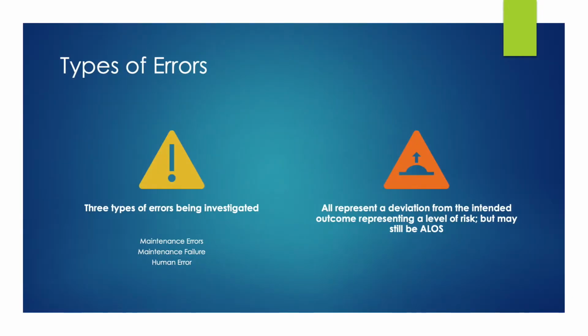Over the next few slides, we will discuss maintenance errors and failures as well as human errors. It should be noted that while each type represents a deviation in some manner, it is important to note that not all deviations have the same level of risk. This is important due to the prioritization that an organization will place on the implementation of an action plan to correct and prevent any future types of errors or failures.